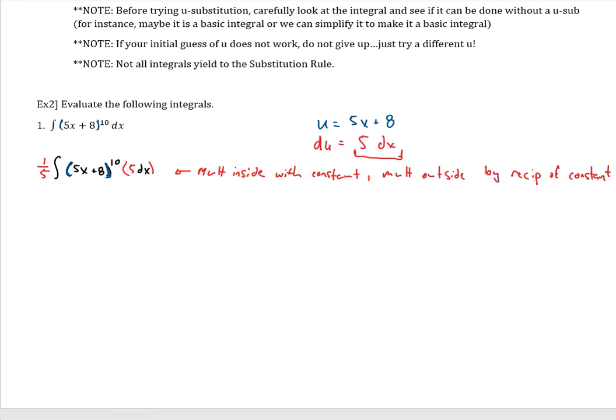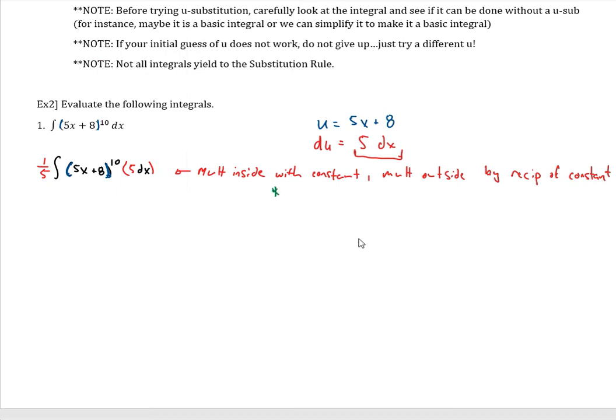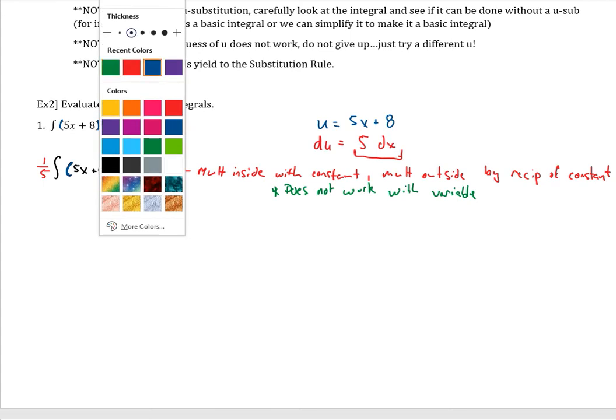However, this scenario does not work well, so I'm going to add a note. We cannot do this. It does not work with variables. So if this was x instead of 5, I can't just put x there and 1 over x on the outside. We don't have a rule that lets us take variables out. So we can't have variables outside of the integral. It only works with constants. But at this point in this problem, I can now continue with my substitution.